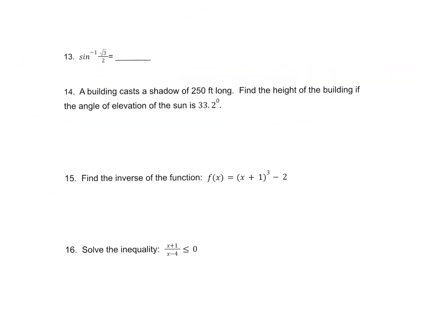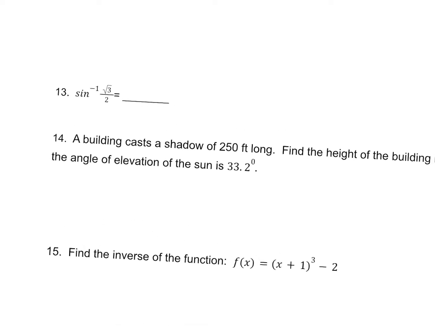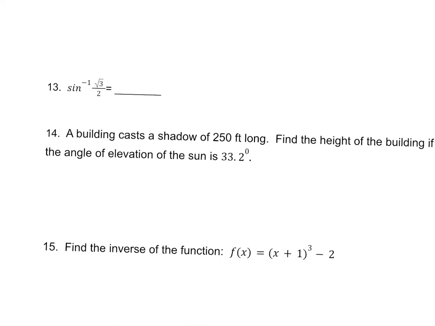Yeah, turn the page. 13. 13 is an inverse. It's asking you where is sine square root of 3 over 2. Remember, if it's an inverse and it's sine, you have to use quadrant 1 or quadrant 4. If it's cosine, which it could be tomorrow, inverse cosine, you use quadrant 1 and 2. So where is cosine positive square root of 3 over 2? At pi over 3.